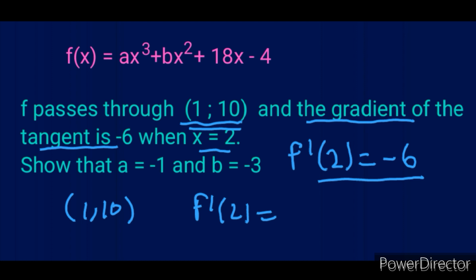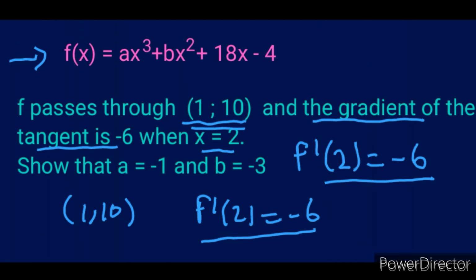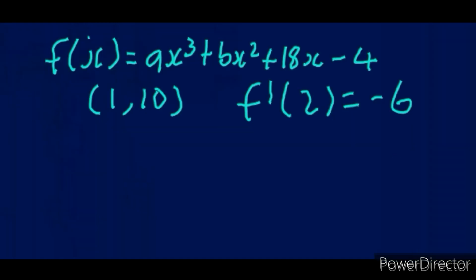What we'll do is substitute this information first into the original equation, and then substitute this information into the derivative of this equation, because this pertains to the first derivative, and we'll solve simultaneously. We have to solve simultaneously because we've got two unknowns. So let's begin. With this, we can substitute into the original equation.